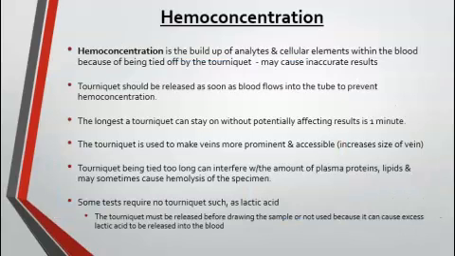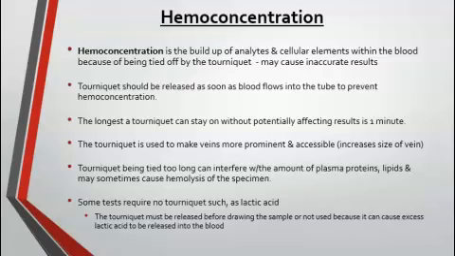Something else we need to be aware of when we're completing phlebotomy is the concept of hemoconcentration. And this is when there's a buildup of analytes or cellular elements within the blood because of a tourniquet being tied on the arm or wherever on the body. And this can cause results to be inaccurate if the tourniquet is left on too long. Earlier, I said that we can usually leave the tourniquet on for about a minute to 2 minutes. It used to be pretty standard you could only leave the tourniquet on for a minute, but I think that's been pushed a little bit farther back to maybe around 2 minutes.